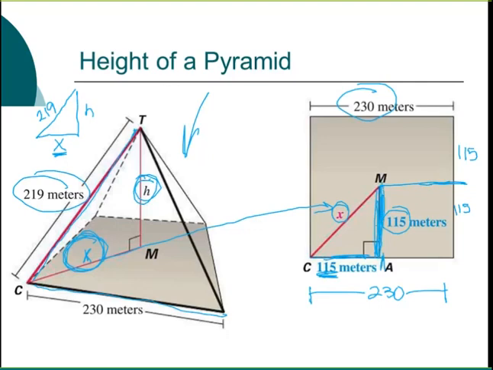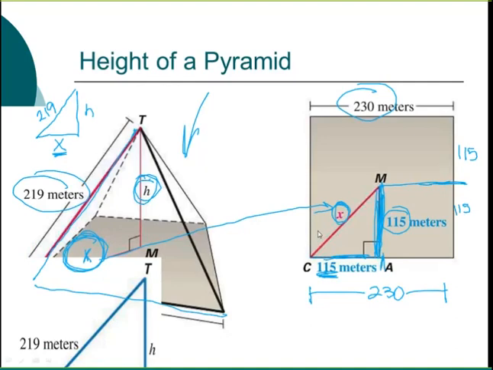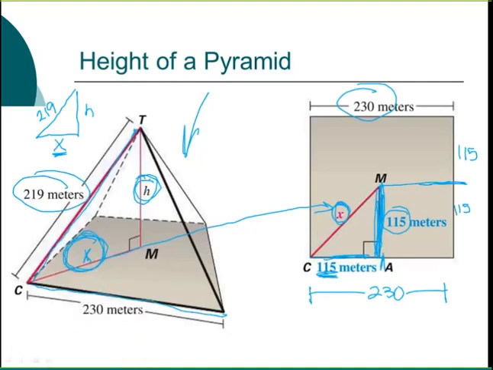So knowing that information, I can use the Pythagorean Theorem to figure out x. I set up 115 squared plus 115 squared is equal to x squared. Then on my calculator, 115 squared, times 2, because I have 2 of them, and I get 26,450, and that equals x squared. So if I just square root that, I get 162.63. So x is 162.63.